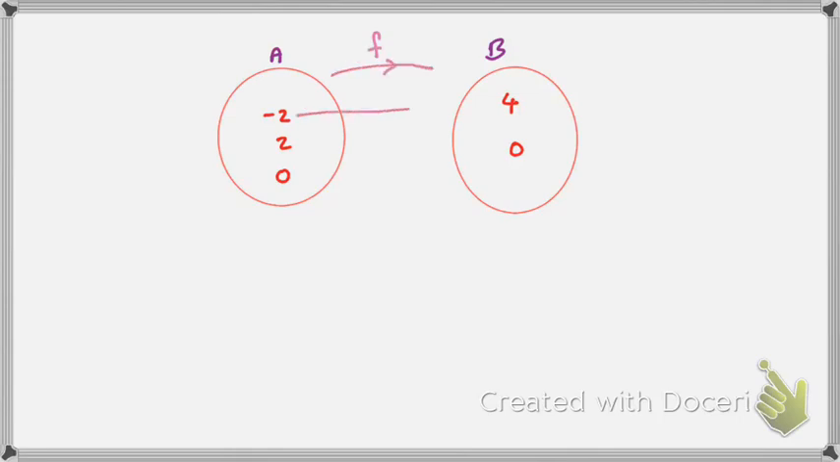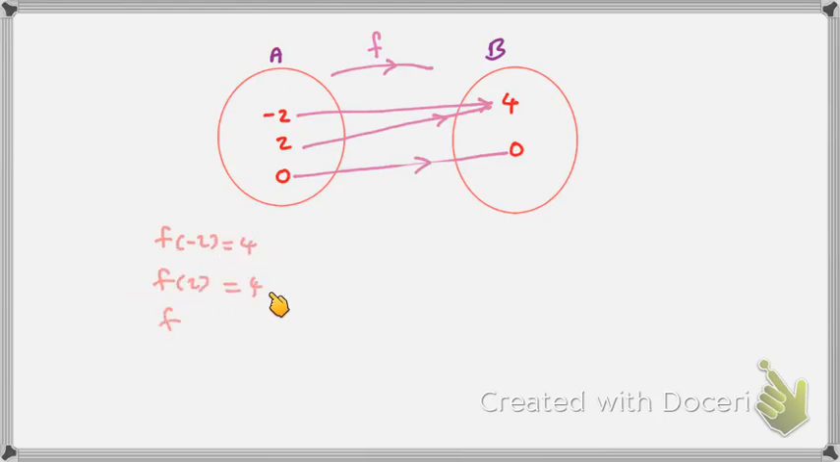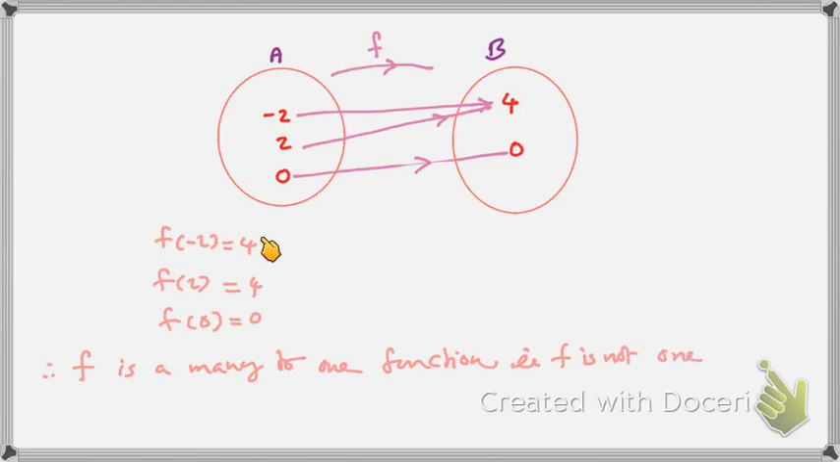And the function I set up this way: -2 is mapped to 4, which means f of -2 is 4. Then the element 2 is also mapped to 4, so f of 2 is 4, and then 0 is mapped to 0. So f of -2 is 4, f of 2 is also 4, and f of 0 is 0. You can see that there are two x values which are mapped to the same value. -2 as well as 2 goes to 4.